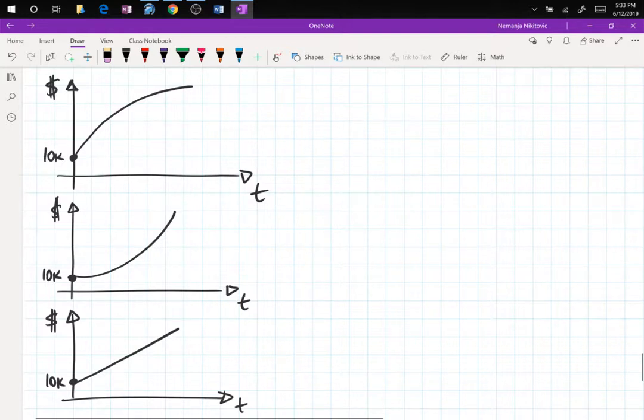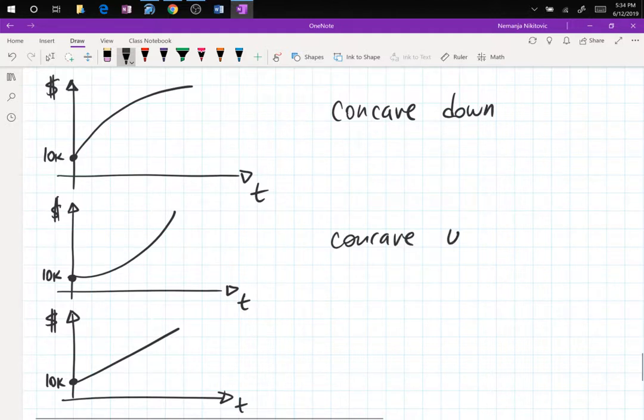So this one over here, the sluggish one, will be known as concave down. This one will be known as concave up. And this one over here is the flat rate of increase, no concavity. Is the function increasing? Yes. Function is increasing. Great. But it's not concave because the rate of increase is constant.